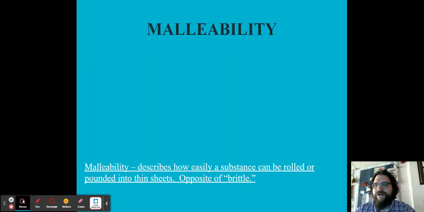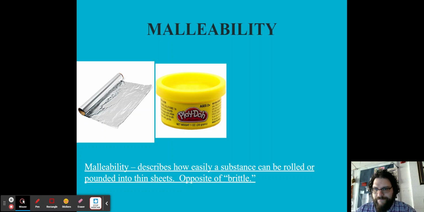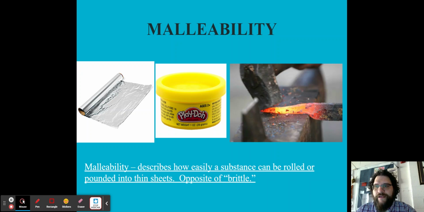Malleability describes how easily a substance can be rolled or pounded into thin sheets. Okay, so think of aluminum foil. It's a very thin material, it's rolled into it. Play-Doh can be rolled into a thin sheet. And then you can work iron into thin sheets or steel into thin sheets, so they are considered malleable. Now, some are more malleable than others and more easily done.